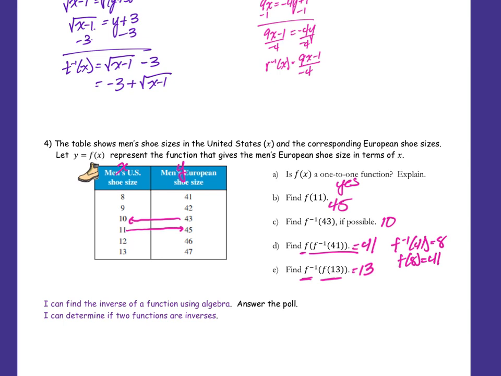I love this class. I want you guys to know that. I really do. This is a great class. Okay, only 9 of 16 of you have answered the poll, though.